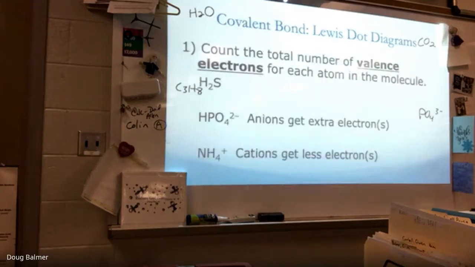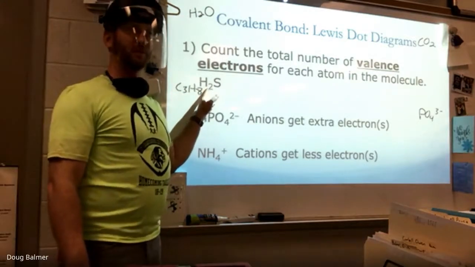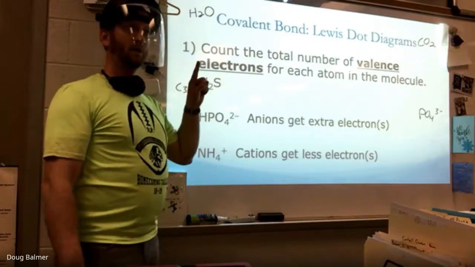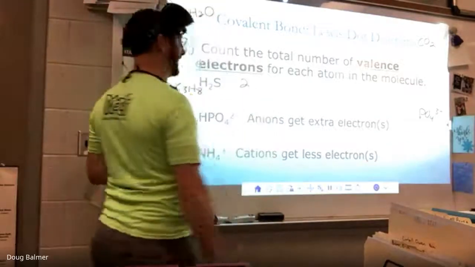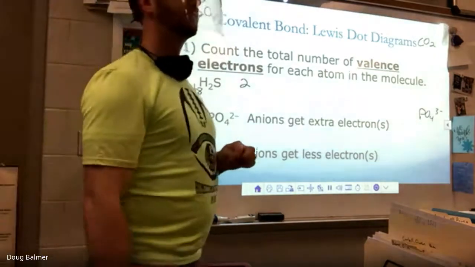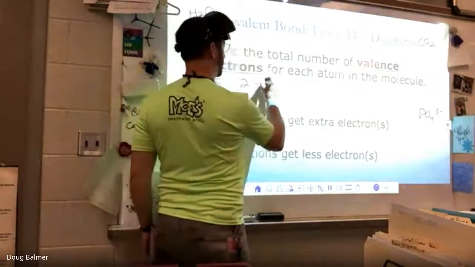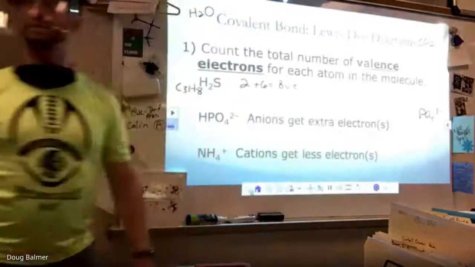So step 1, we need to count the total number of valence electrons for each atom in the molecule. Let's do some examples first. So for H2S, how many valence electrons does an H get? 1. But if I have 2 H's, would you agree that would be 1 and 1? So I get 2 valence electrons for the H's. How many valence electrons does S get? Column 16? 6. 2 plus 6? 8 valence electrons. Close. 8.